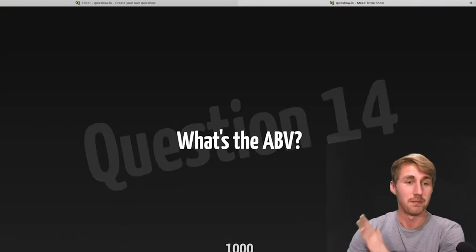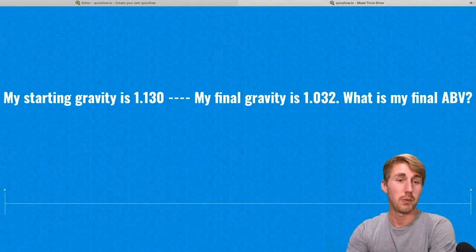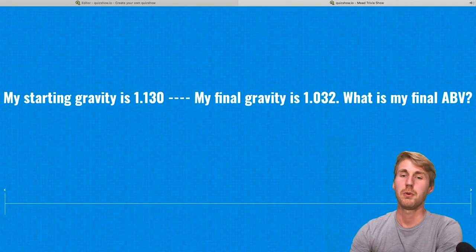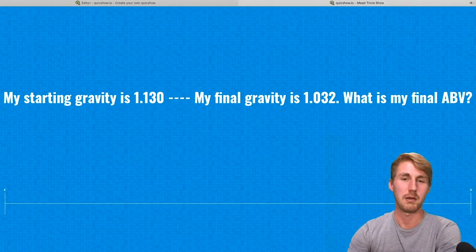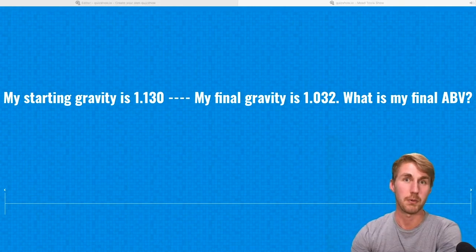Number 14. What's the ABV? This is the challenging one. My starting gravity is 1.130. My final gravity is 1.032. What is my final ABV? Now, this is close. You have to round up or down.